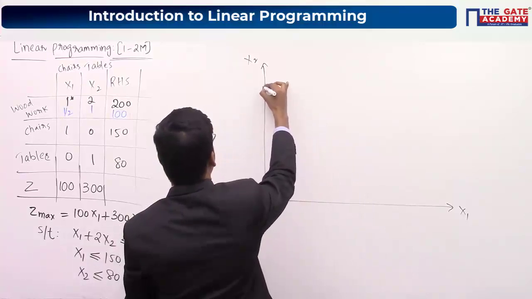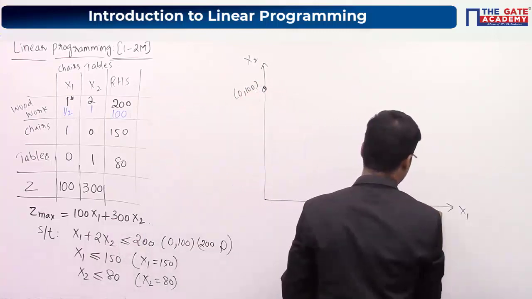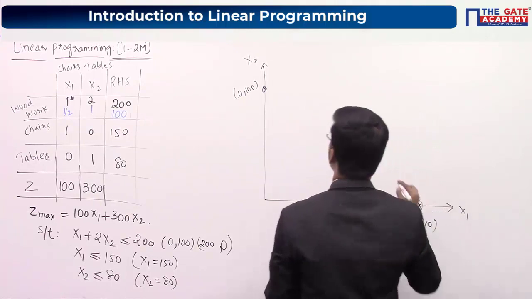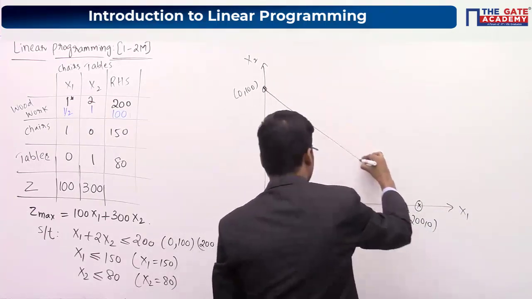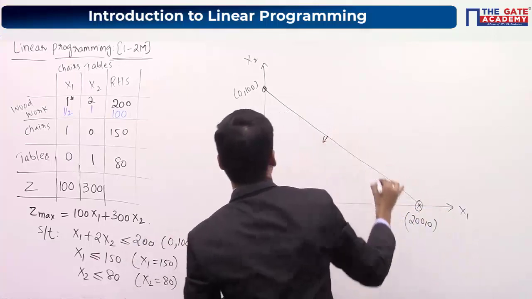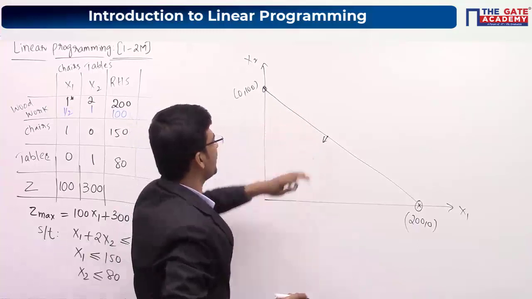So let us say somewhere here 0, 100 and 200, 0. Let us say it is somewhere here, 200, 0. So join these 2 points. Again it is a less than or equal type constraint, in the sense that the region should be downward of this particular straight line.